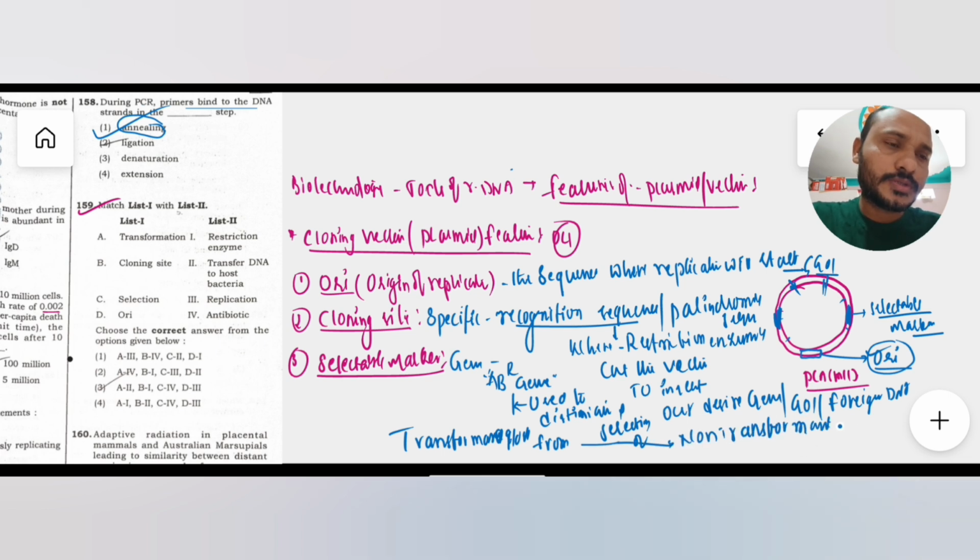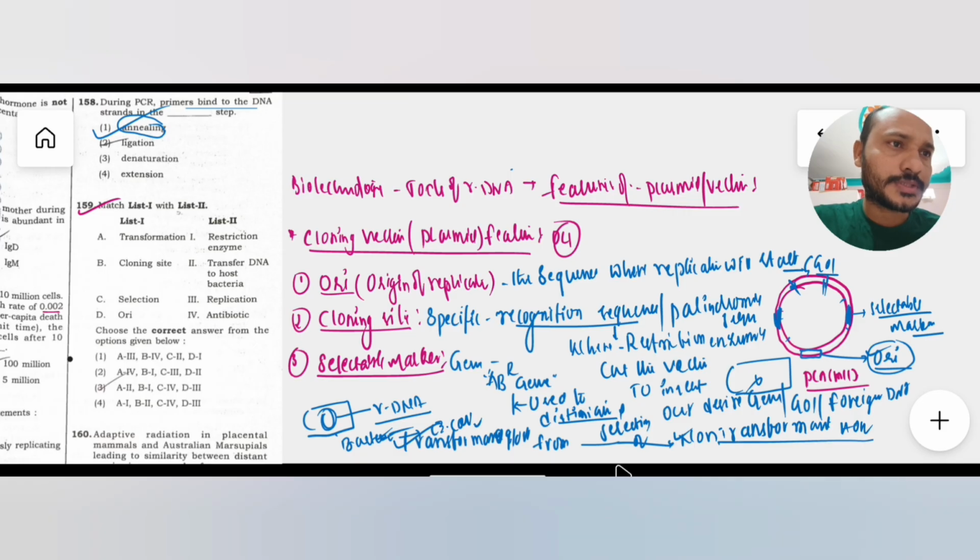Why we use a selectable marker: we have to distinguish which is a transformant host and which is a non-transformant host, and also select only the transformant host. What does transformant host mean? A host which contains recombinant DNA is called a transformant host. Here mostly the hosts are bacteria, and the most widely used bacterium is Escherichia coli, E. coli, as a host. If the host contains rDNA, it is called a transformant host. The host which does not contain any rDNA is called a non-transformant host.